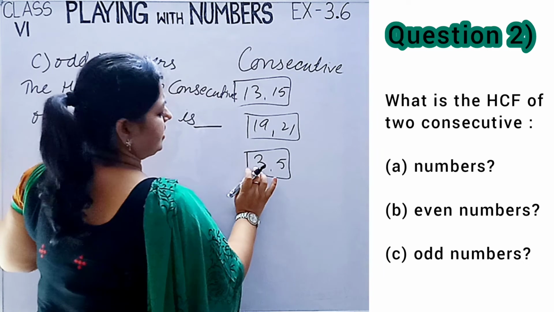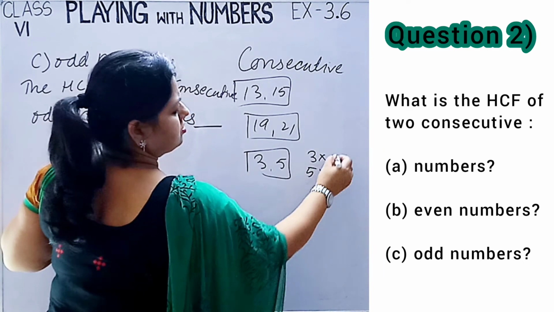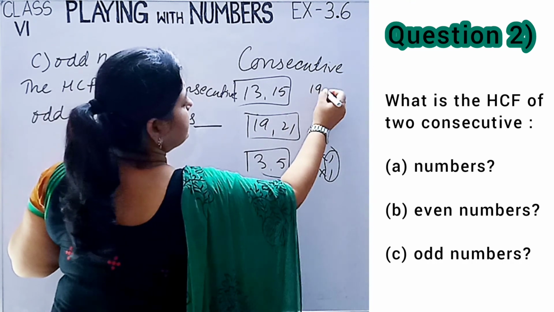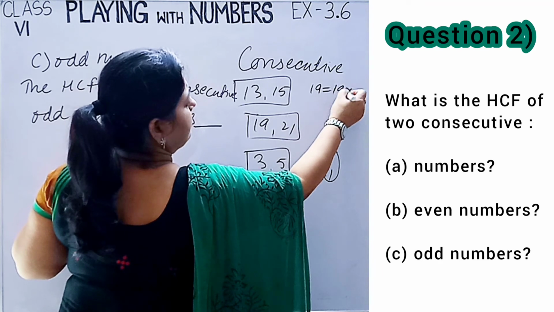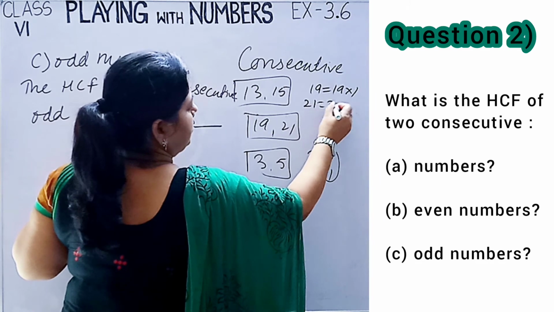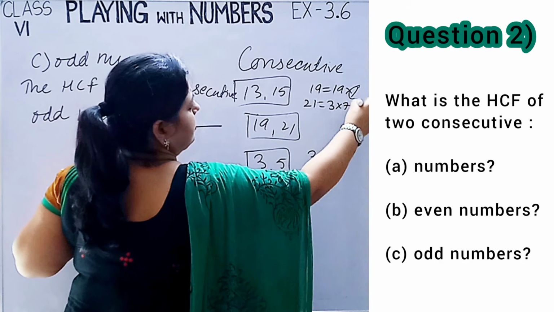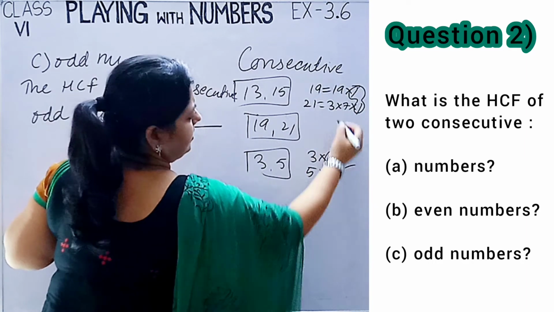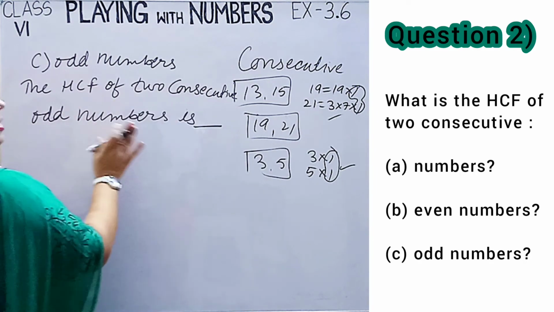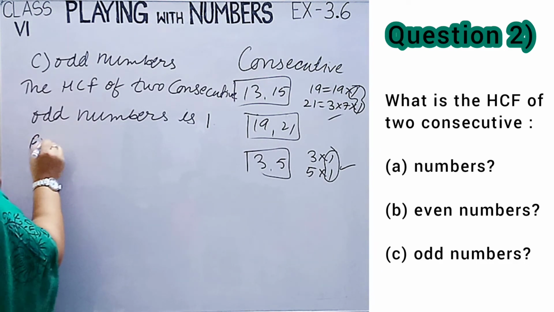If I take the example of 3 and 5, 3 into 1, 5 into 1, so 1 is common. 19 and 21, 19 is equal to 19 into 1, prime factorization of 21 is 3 into 7 into 1. So here only 1 is common. Here verified, it means the HCF of two consecutive odd numbers is always 1. Example.